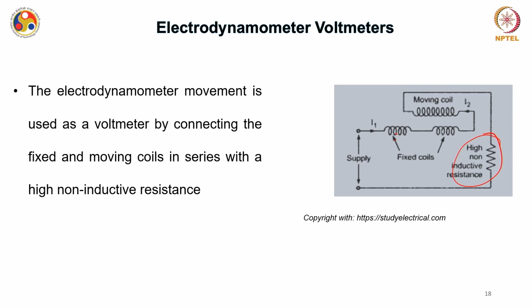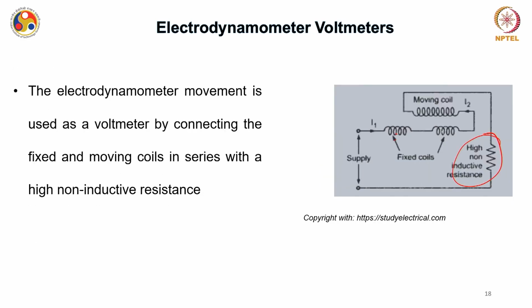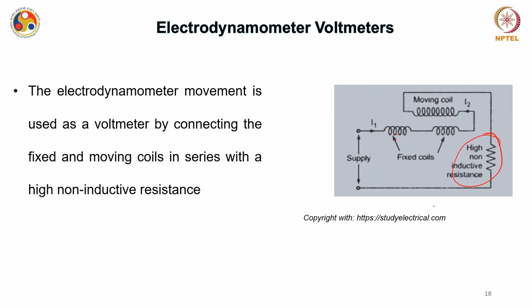Okay. So, this is how it is converted to a voltmeter. In the ammeter you have seen this small shunt was connected. In this case the deflecting torque again is equal to I1 I2 cos phi dM by d theta, and I am calling the supply voltage V.